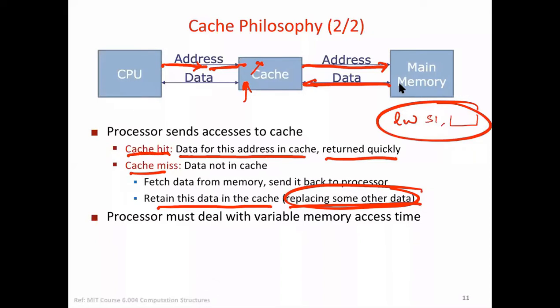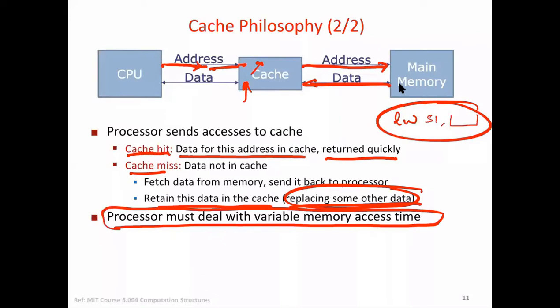So we cannot say that there will be a hit all the time, because ultimately we are mapping a very large address space into a very small cache. However, if the hit rate is 98-99%, we think it is good. So the processor must deal with variable memory access time, because if there is a hit, access time is lowest. If not a hit, second level cache access time is higher, and so on, right? So the processor may experience different access times, and it must be designed to handle that.